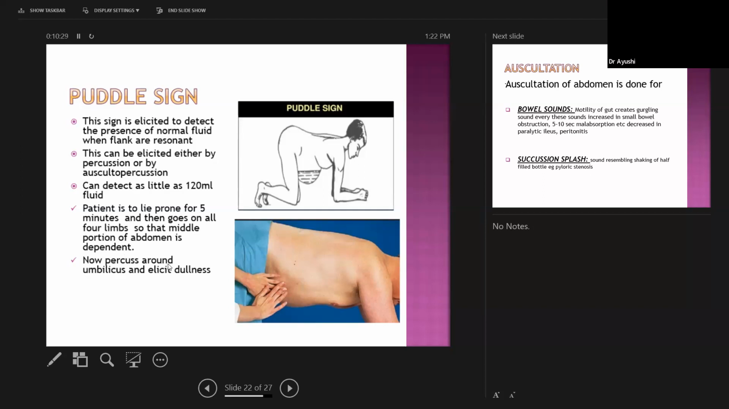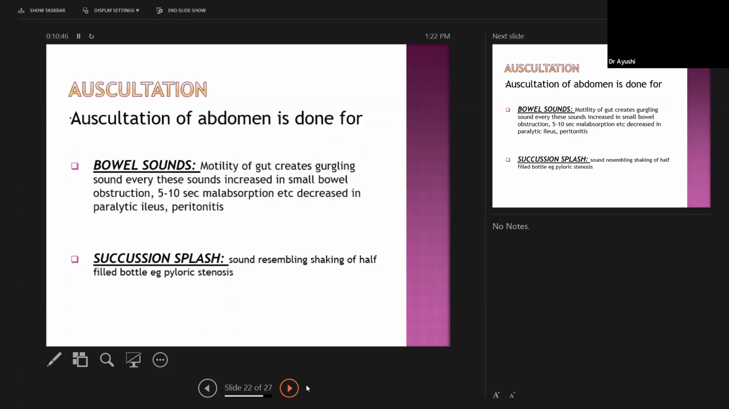Now we have to focus around the umbilicus and elicit the dullness. If it is not elicited, we can also do auscultopercussion by placing our stethoscope on the belly, around the belly, and scratching with a pen. If we feel the dullness, then it is a positive puddle sign.